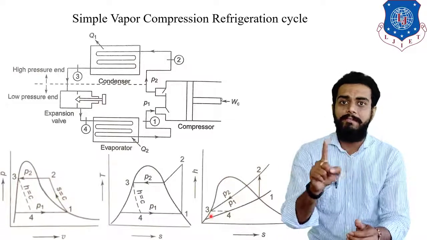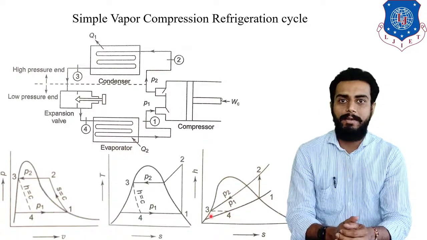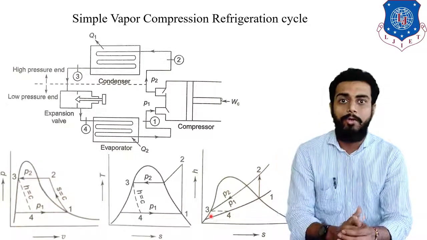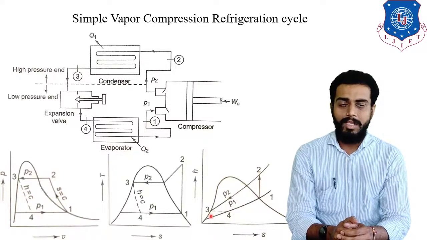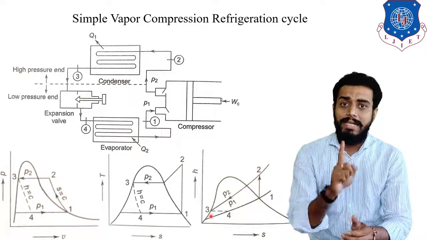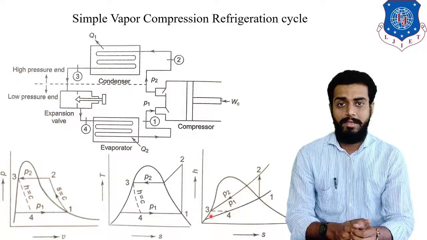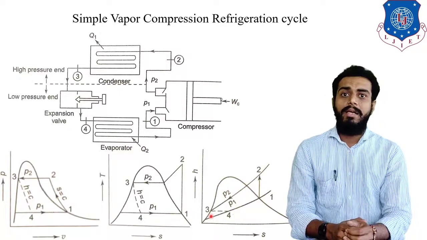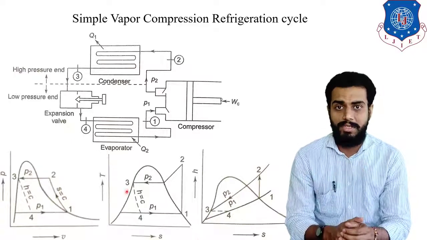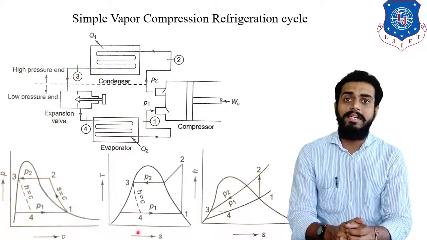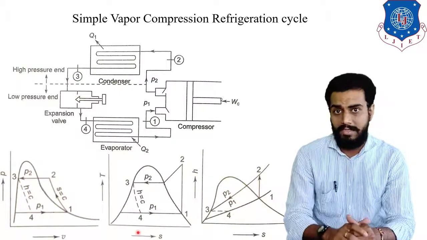Isenthalpic means enthalpy will remain constant, and you can connect that point to the first law of thermodynamics SFEE applied to throttling device. During that we have already proved that the throttling devices are isenthalpic devices. Now one more thing, it is isenthalpic device, not isentropic. That means what, sir? That means the entropy is changing during this process. Entropy is not remaining constant. Okay, so that means it is irreversible process. Only 3 to 4 is irreversible process.